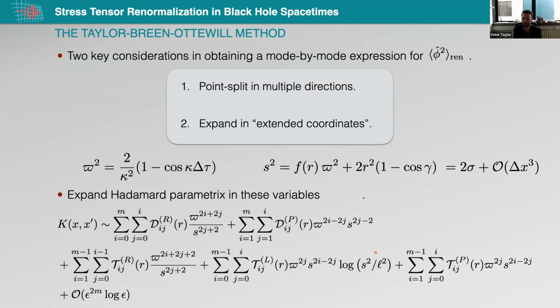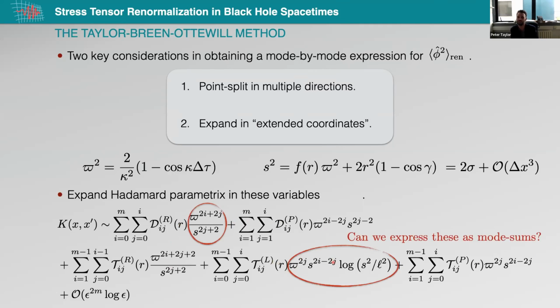And then the other type of singular term is these log terms here. So I only need to really convert these rational terms and this log term into a mode sum. The only question then is, can we express these as mode sums? What I mean is, can I represent these in the same set of basis modes that the Green's function was in? And if I can, then I can do a subtraction mode by mode.